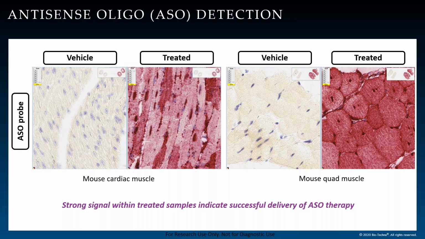Again, this is a project that we recently completed through the assay services at ACD, and it's showing an example of the miRNAscope assay specifically detecting the antisense oligonucleotides. In this case, we have 2 types of tissue, mouse cardiac muscle and mouse quad muscle. Now, 2 different cohorts were delivered either a vehicle or were treated with the ASO that we're trying to detect. As you can see, the ASO probe specifically detects the ASO treated animal, as shown here by the red chromogen signal, whereas no signal can be observed in the vehicle treated sample.